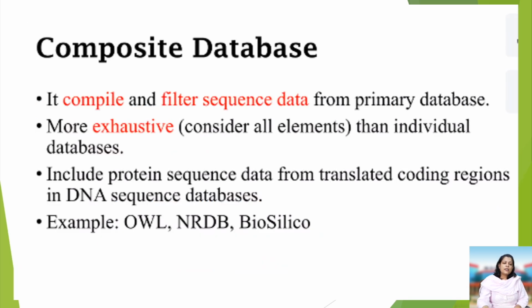Composite databases compile and filter sequence data from primary databases. They are more exhaustive than individual databases and include protein sequence data from translated coding regions in DNA sequences. For example, OWL and NRDB.